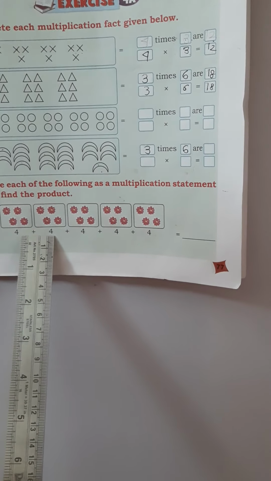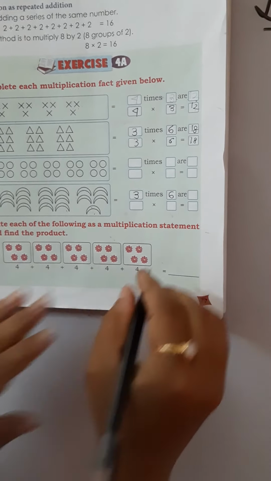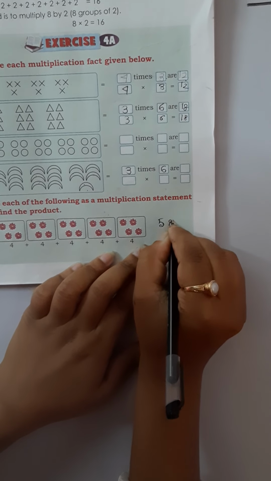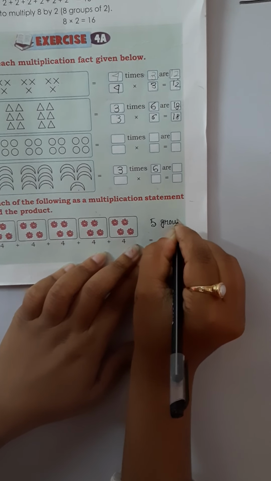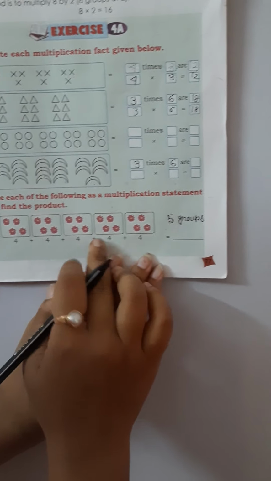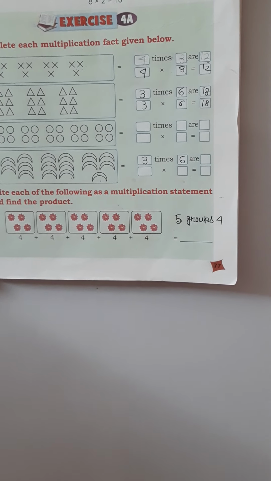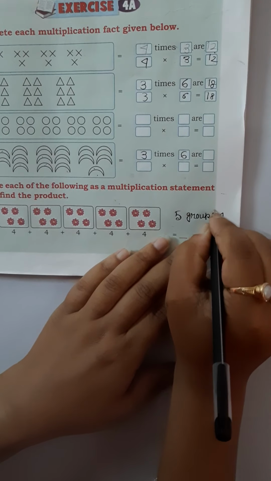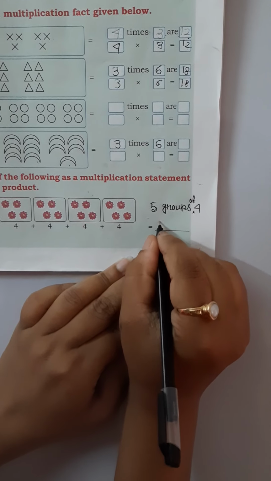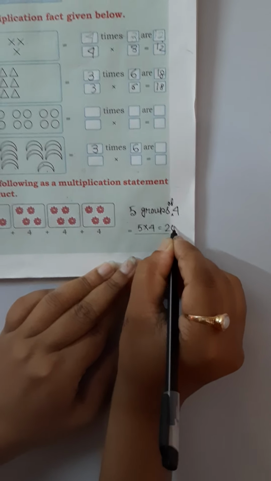So here we have to write 5 groups of flowers, that is 4. 5 groups of 4. Sorry, my dear students, here you have to write 5 groups of 4, and you have to write 5 into 4 equal to 20.